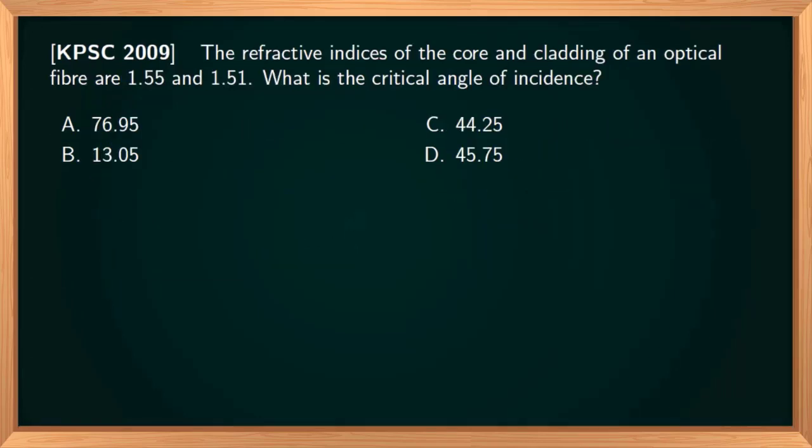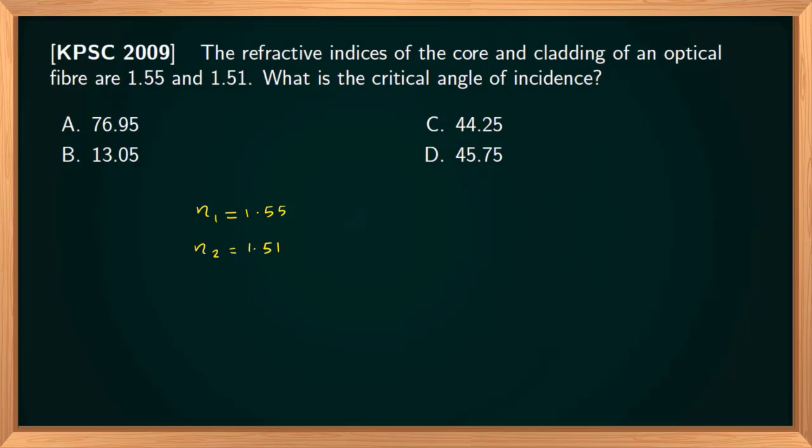Here we have a question asked in Kerala PSC 2009. The refractive indices of the core and cladding of an optical fibre are 1.55 and 1.51. What is the critical angle of incidence? This is a typical question from optical communication. Here the refractive index of the core, N1, is given as 1.55 and the refractive index of the cladding, N2, is given as 1.51. We have to find the critical angle.